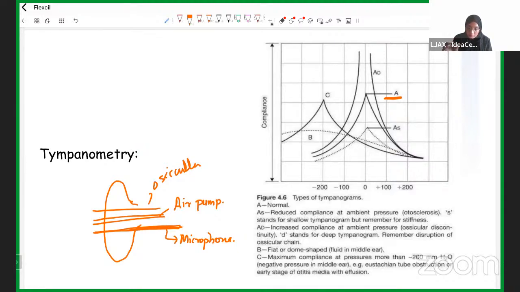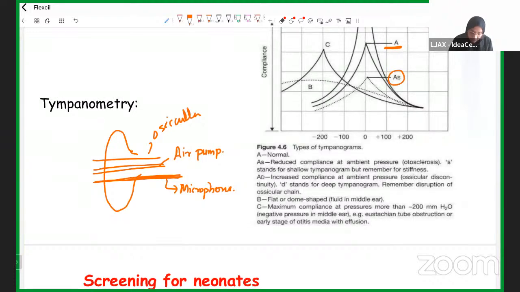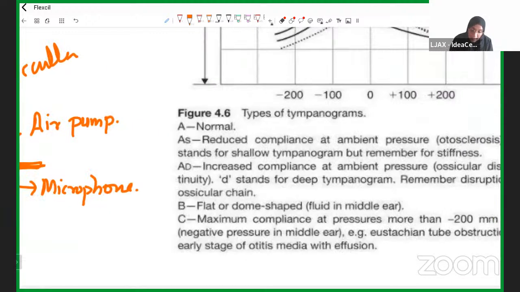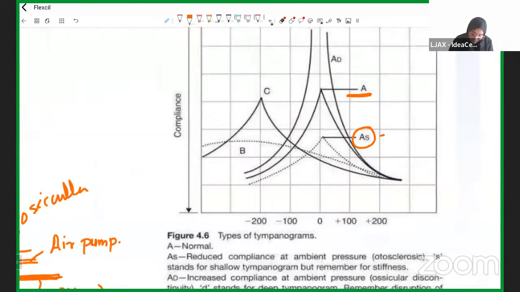Let's see the graph where it shows A. In the tympanometry graph, A is normal. That means the compliance of the ear and the sound reflected by the ear when the pressure is changing is normal. Compliance means the transmission of sound through the ear. Now, when you see AS, AS means reduced compliance. That means your ear is not able to transmit sound properly. So reduced compliance at ambient pressure. I'll write it down here. AS is seen in cases of otosclerosis.